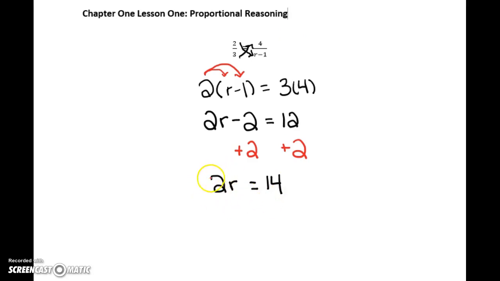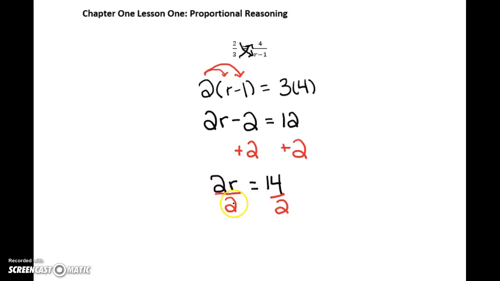Now we can deal with the 2 that's connected with r, and with that right there, if there's no operation symbol in between the number and the variable, that usually indicates multiplication. So to get rid of multiplication, you have to do that opposite operation, which is division. So you want to divide by the number that you're trying to get rid of, so divide by 2. And same thing, this is an equal sign, so what you do to one side, you do to the other.